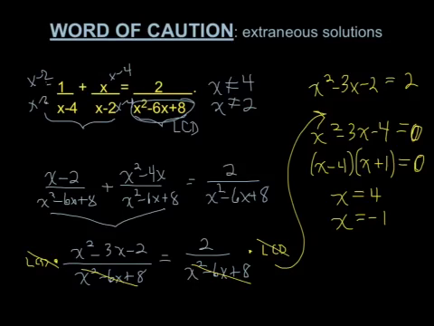If I go back to the very beginning, notice that x cannot be 4, so that is not a solution to this equation. It's an extraneous solution. It was found through my algebraic manipulation, but if I were to look at the graph of this function even, that's not a valid value of x, it's actually a vertical asymptote.